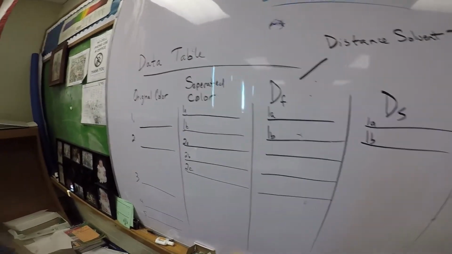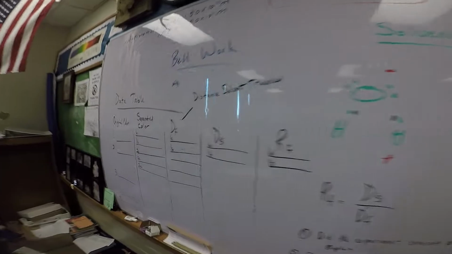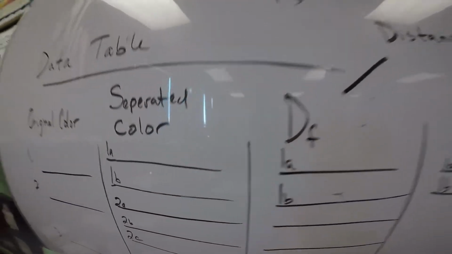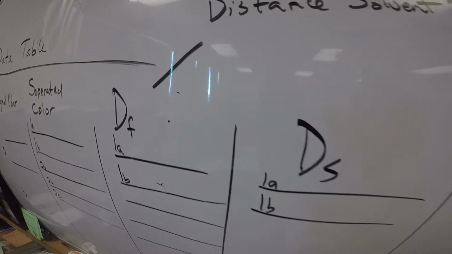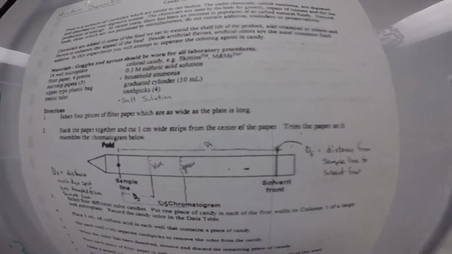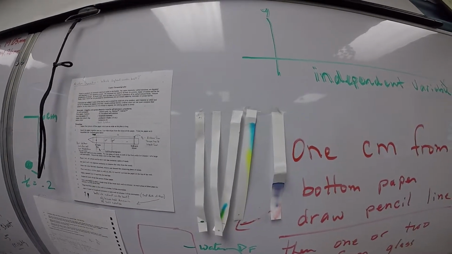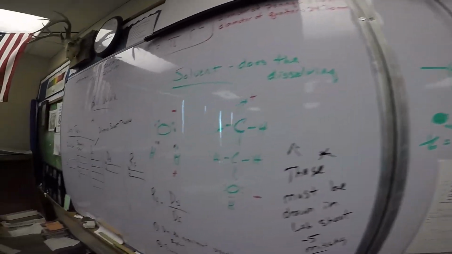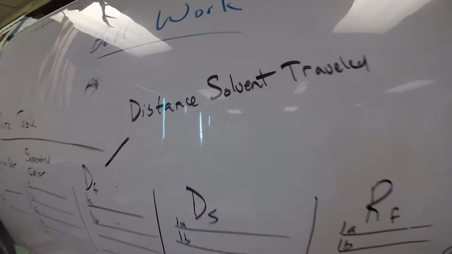Data table on it. And we're going to start with the original color. So the original color in this example was green. You can see the green right there. So you'd write green. Now the green separated into 2 colors. You can see here it's separated into the yellow and the blue. So you'd have a separate color, yellow, blue. Now the DF is the distance the solvent traveled, as you see right here. That would be the water. So in this case, the water traveled the same distance as the blue. So the DS is going to be the same as the DF. Let's say it's 6 centimeters for the blue.